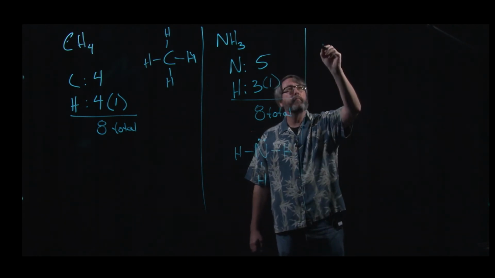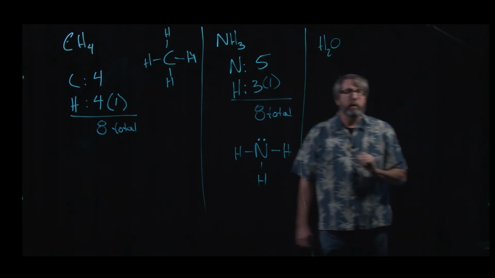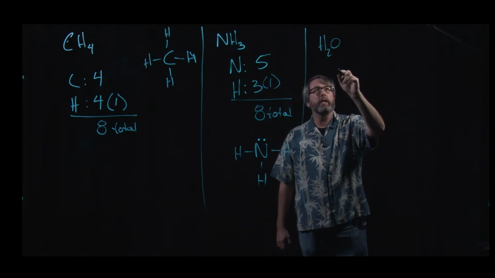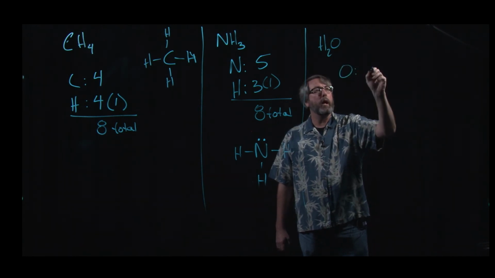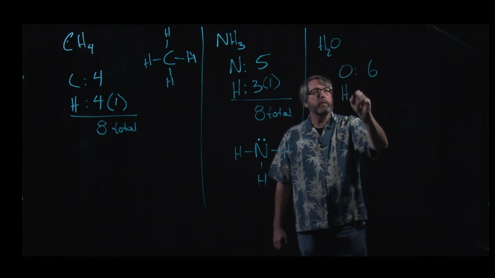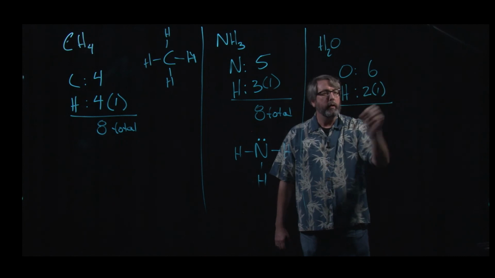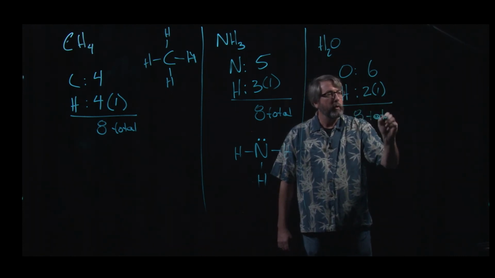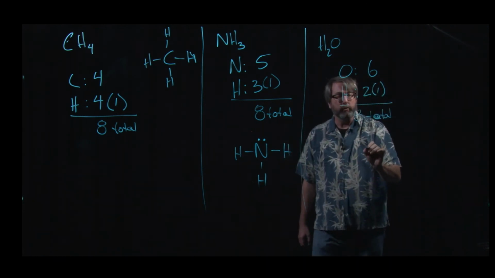One more example is water. Let's count the electrons. Oxygen is going to give us 6. Hydrogens, there are 2 of them. Each one will give us 1. Again, that is 8 total. Not all molecules have 8 valence electrons, but in this set of examples, they all do.